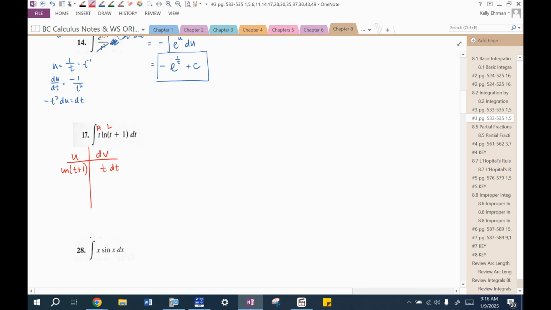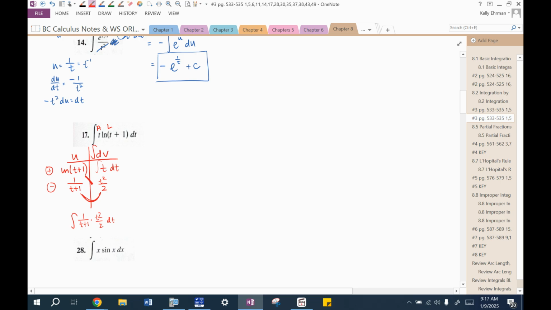So what's the derivative of natural log of t plus 1? 1 over t plus 1 times the derivative of t plus 1, so times 1. And then remember, you're integrating t. So what's the integral of t? That's t squared over 2. And then we put in our plus and our minus. Multiply the diagonal and swoop this around. So this represents the integral of 1 over t plus 1 times t squared over 2. And I'm going to clean that up in a minute.